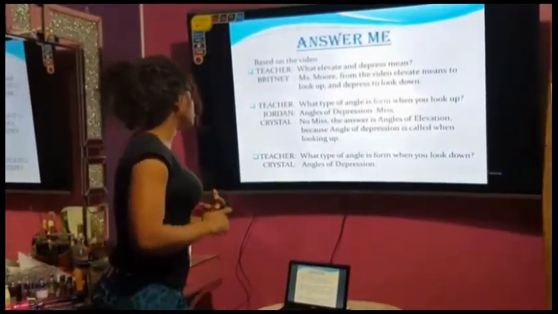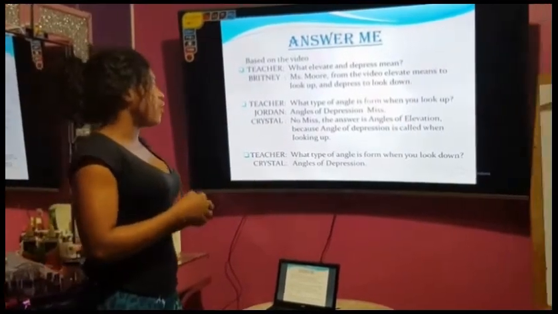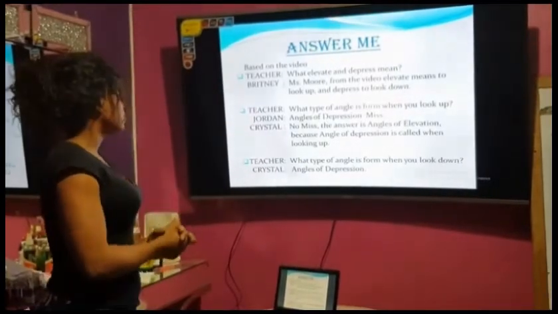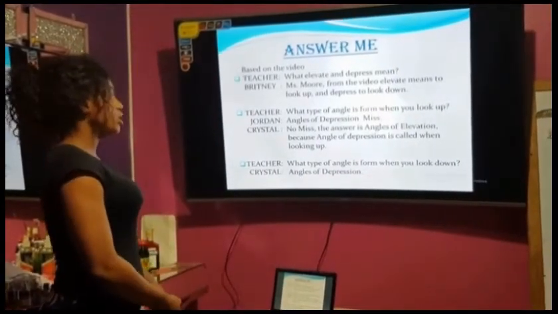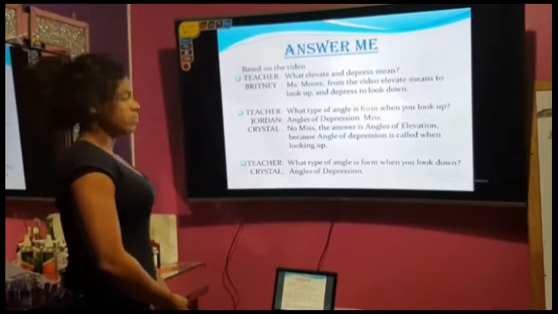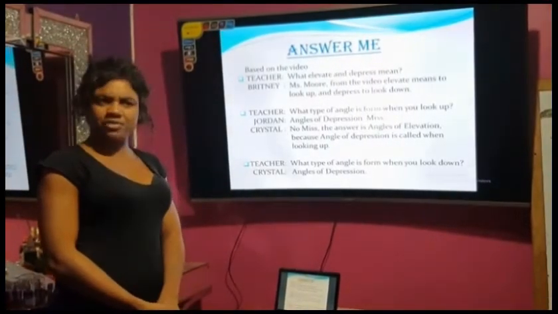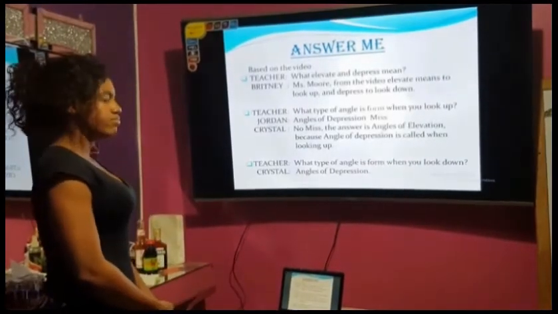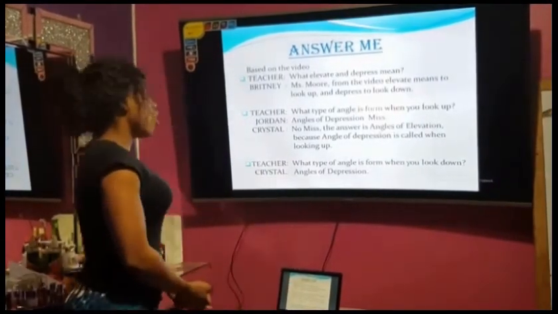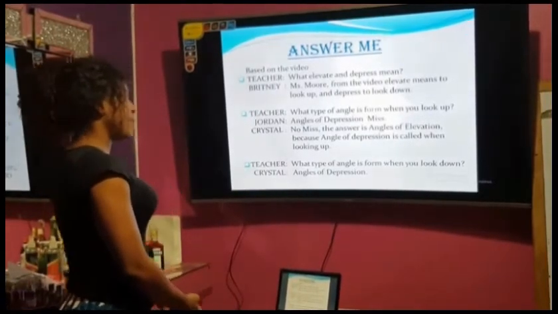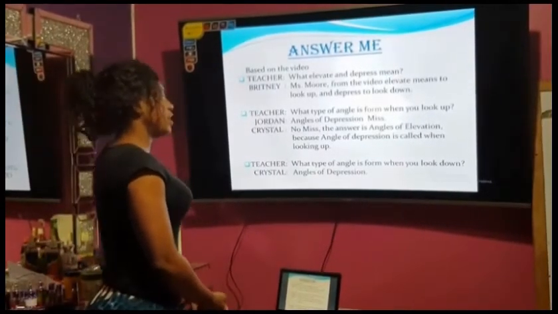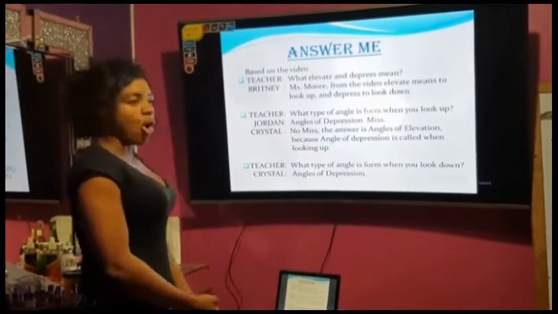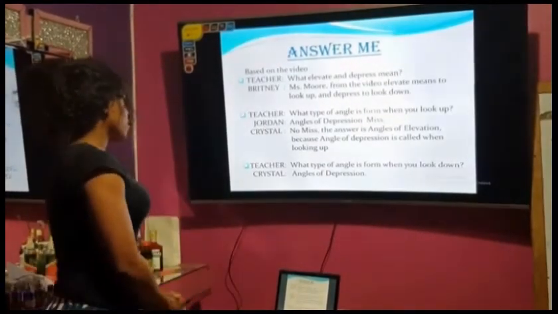Alright, next question. What type of angle is formed when you look up? Yes, Jordan. Angles of depression, miss. You guys agree with Jordan? Yes, Crystal. No, miss. The answer is angles of elevation because angle of depression is when you look down. Okay, nice, Crystal.